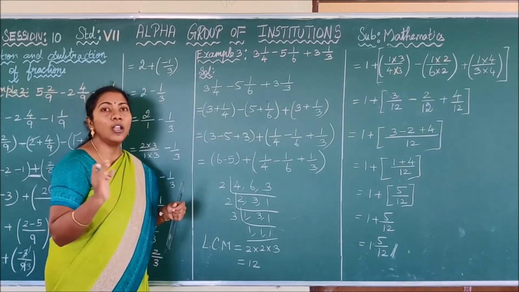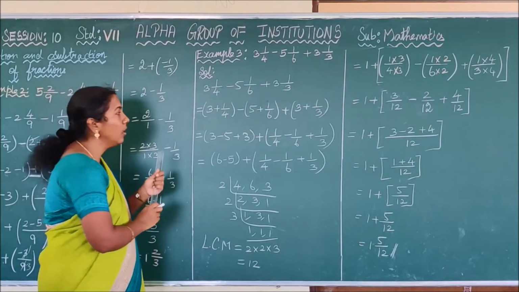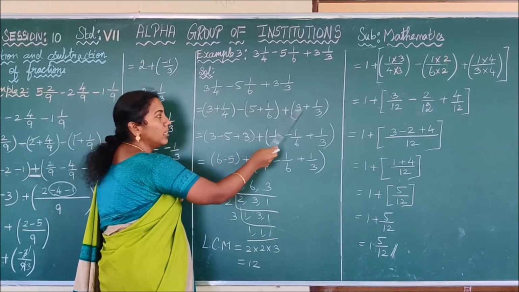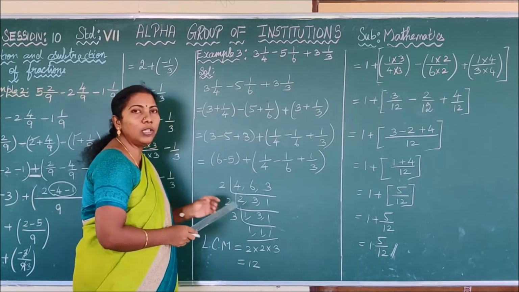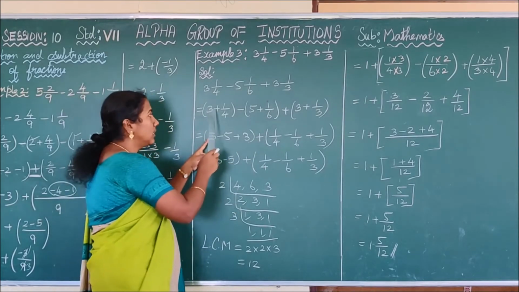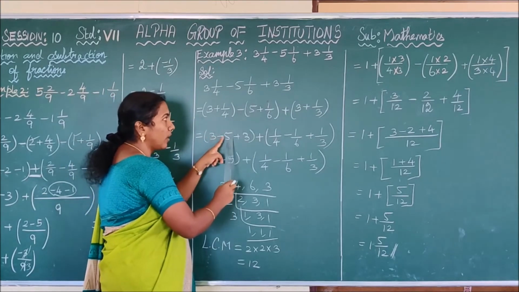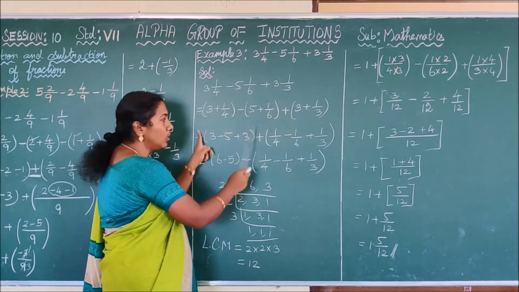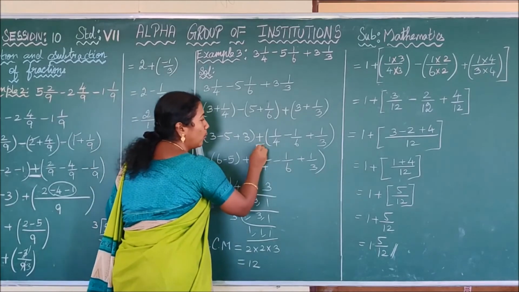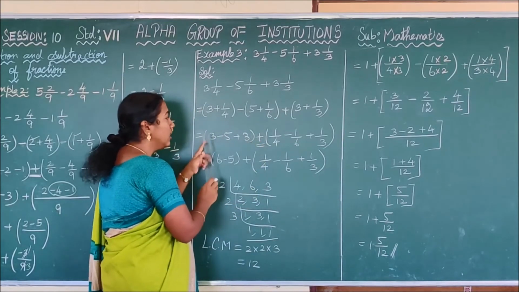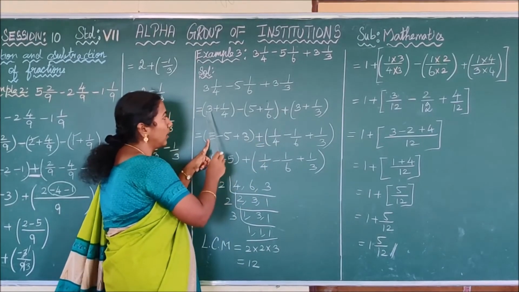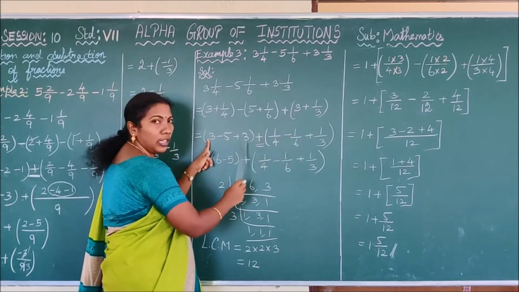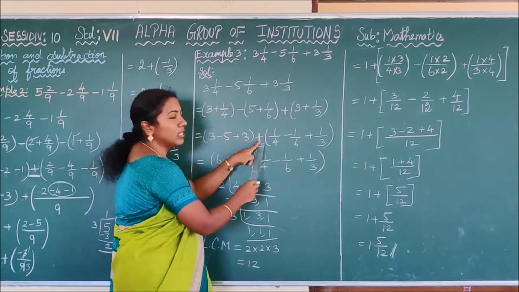You have to collect the whole parts, the whole numbers. Okay. What are the whole numbers? 3, 5, 3. While collecting the whole numbers, you have to include the symbols. 3 minus 5 plus 3. Close the bracket and, importantly, you have to put the symbol plus here. It's clear, children. 3 minus 5 plus 3, close the bracket, and you have to include the symbol plus here.